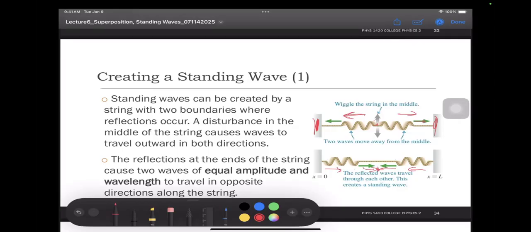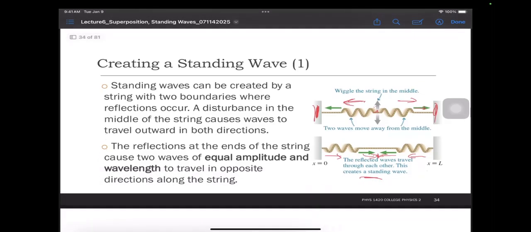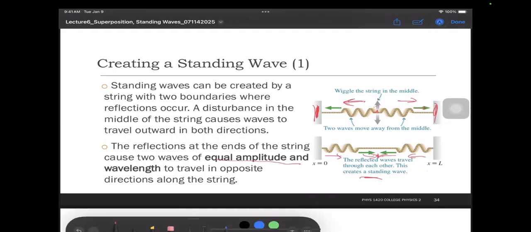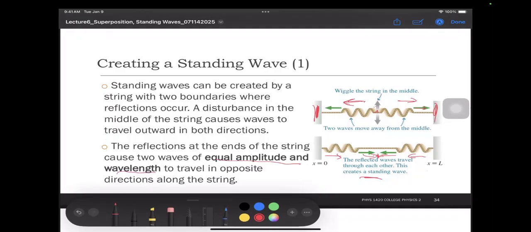Am I right? It's similar to what we talked about before: a standing wave can be created by a string with two boundaries where reflections occur. The disturbance in the middle of the string causes waves to travel outward in both directions, and the reflections at the ends of the string cause two waves of equal amplitude and wavelength. Just remember, to create a standing wave, you need two waves of equal amplitude and wavelength traveling in opposite directions along the string.